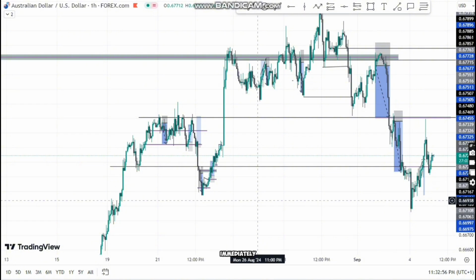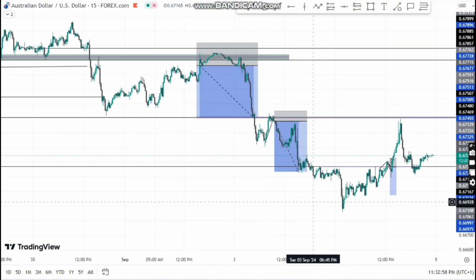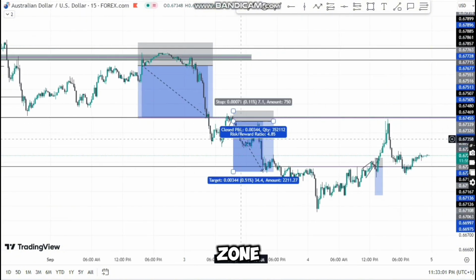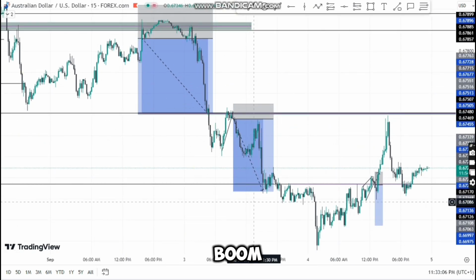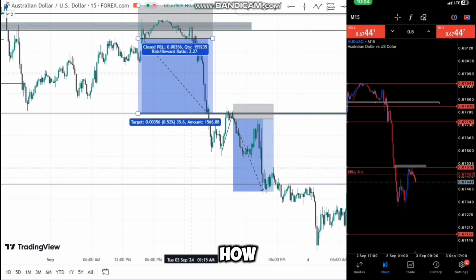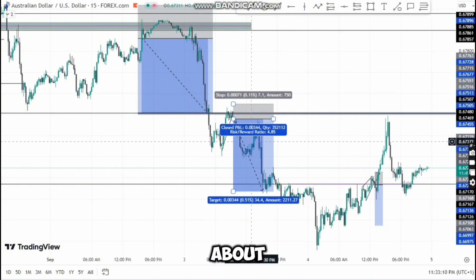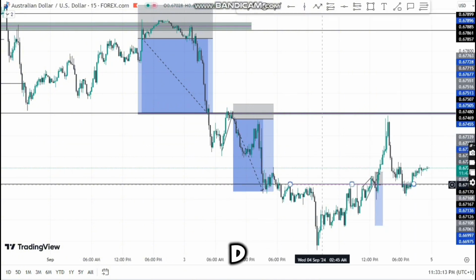Right, immediately price traded to the zone, all I had to do was wait for my confirmation. Immediately I got my confirmation, boom, I entered the trade. That was how I was able to secure about 70 pips trading just AUD USD.